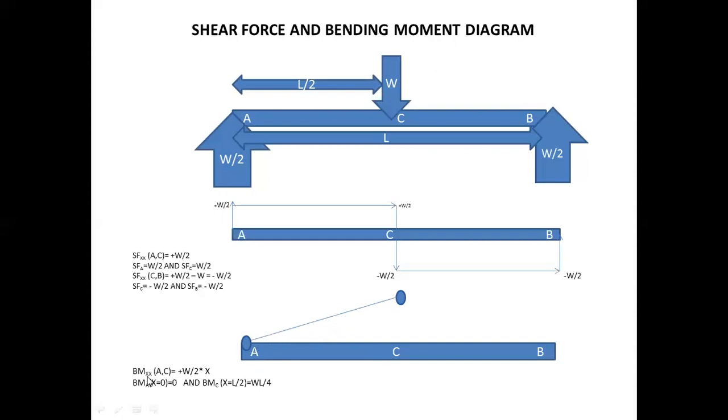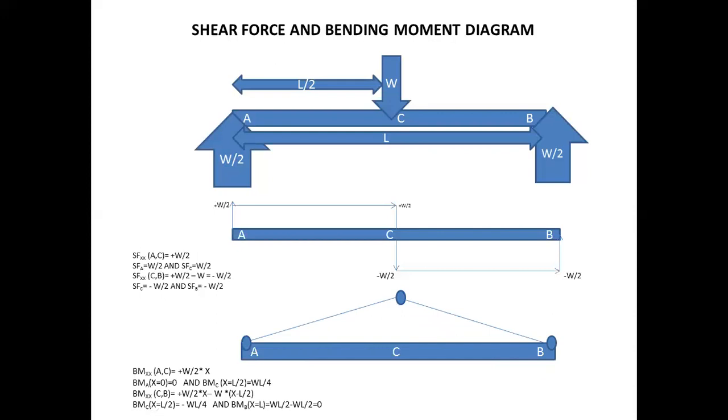See the equation, bending moment equation between A and C. W by 2 into x, this is a linear equation. So I have drawn a linear line from A to this point. Now for second section, the bending moment at the point C is WL by 4, so it will remain same. And at the point B, it is 0. So I put 1 point at the point B. And again, the equation is linear, y equal to mx plus c. So I am putting a linear line between B and C.